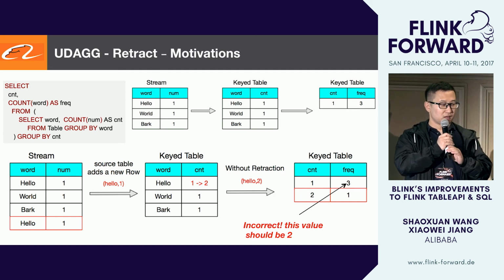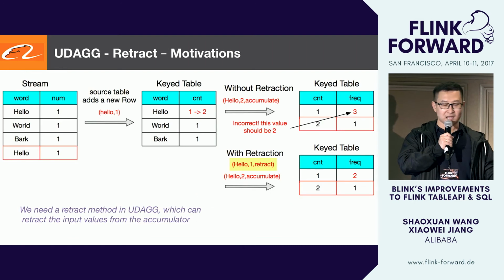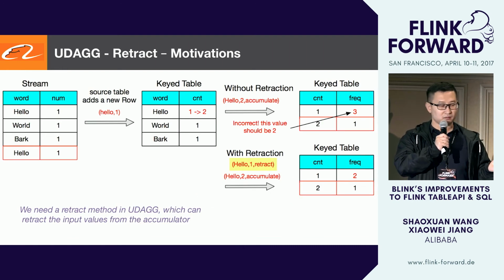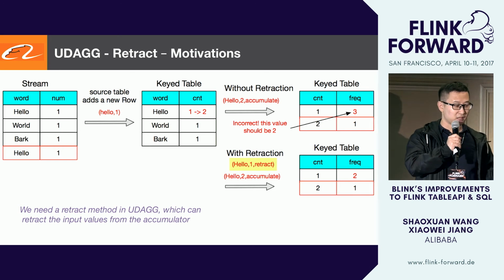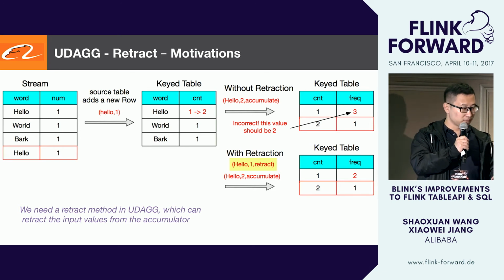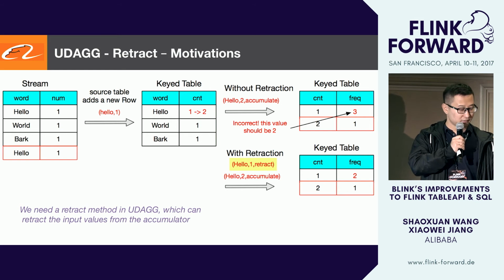Basically, we need a way to realize this. And when we realize this, highlighted in yellow, we call it the retraction. We add a retract message. When you accumulate 2 and you retract 1, then you will get the correct result because now the frequency for 1 is 2. So this tells us we need a retract method in the UDAGG. So we have accumulate and merge, then we need another method called retract.